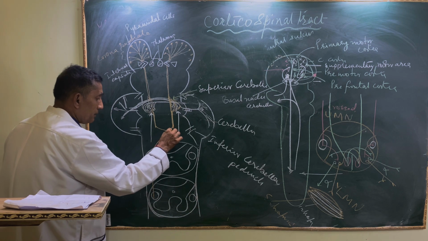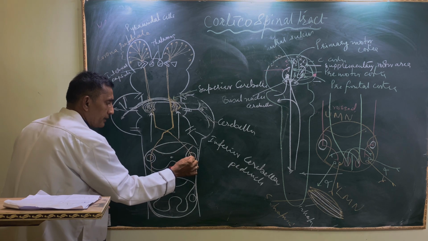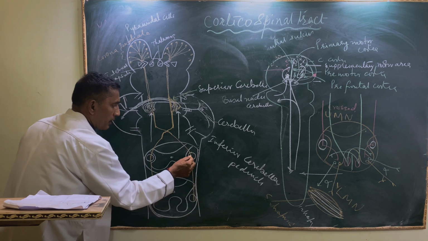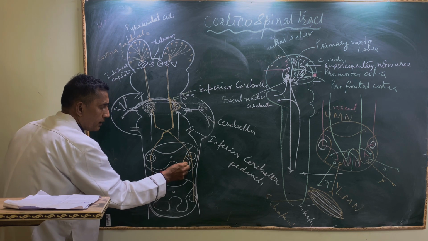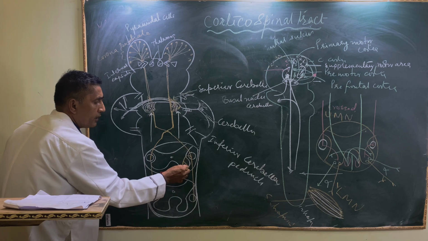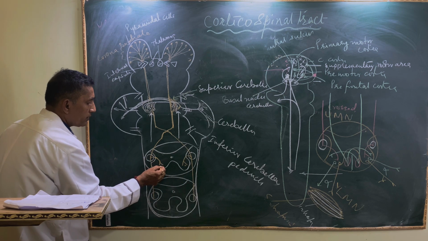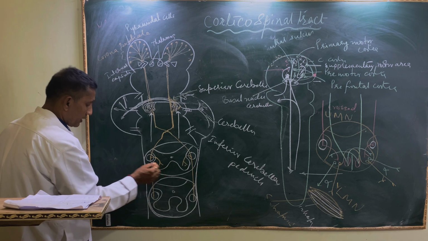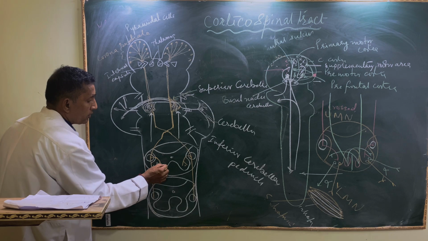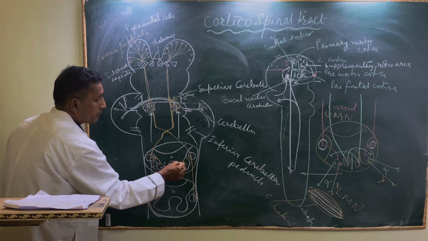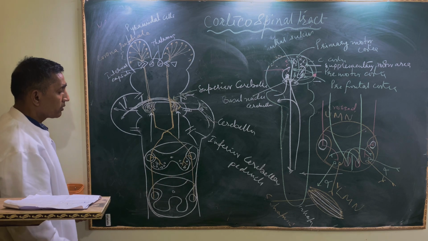Now this 80% of fibers get crossed here in the medulla, and then come down, controlling the cells present in the anterior horn. Here we have the cells, the anterior horn of the spinal cord, having the cells, or we call it the ventral horn of the spinal cord.